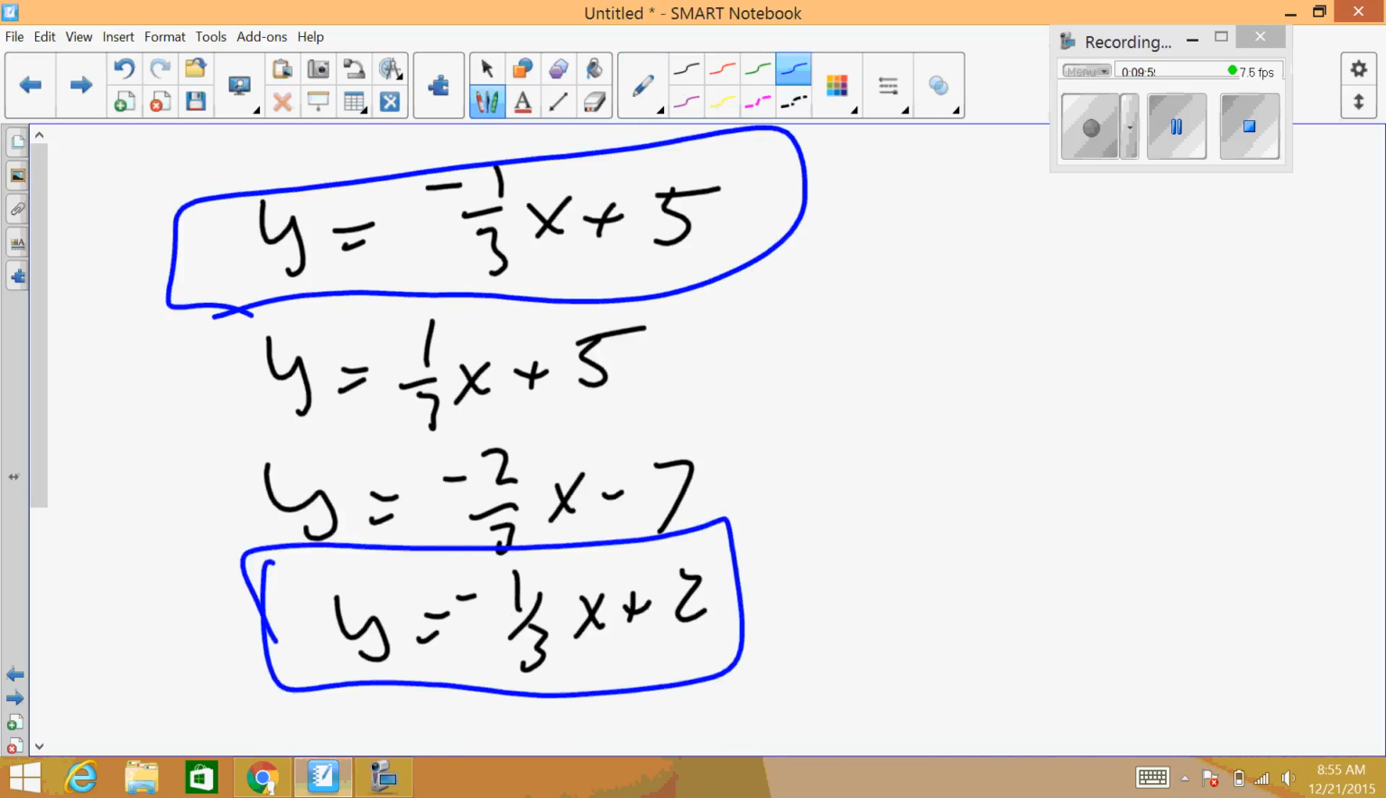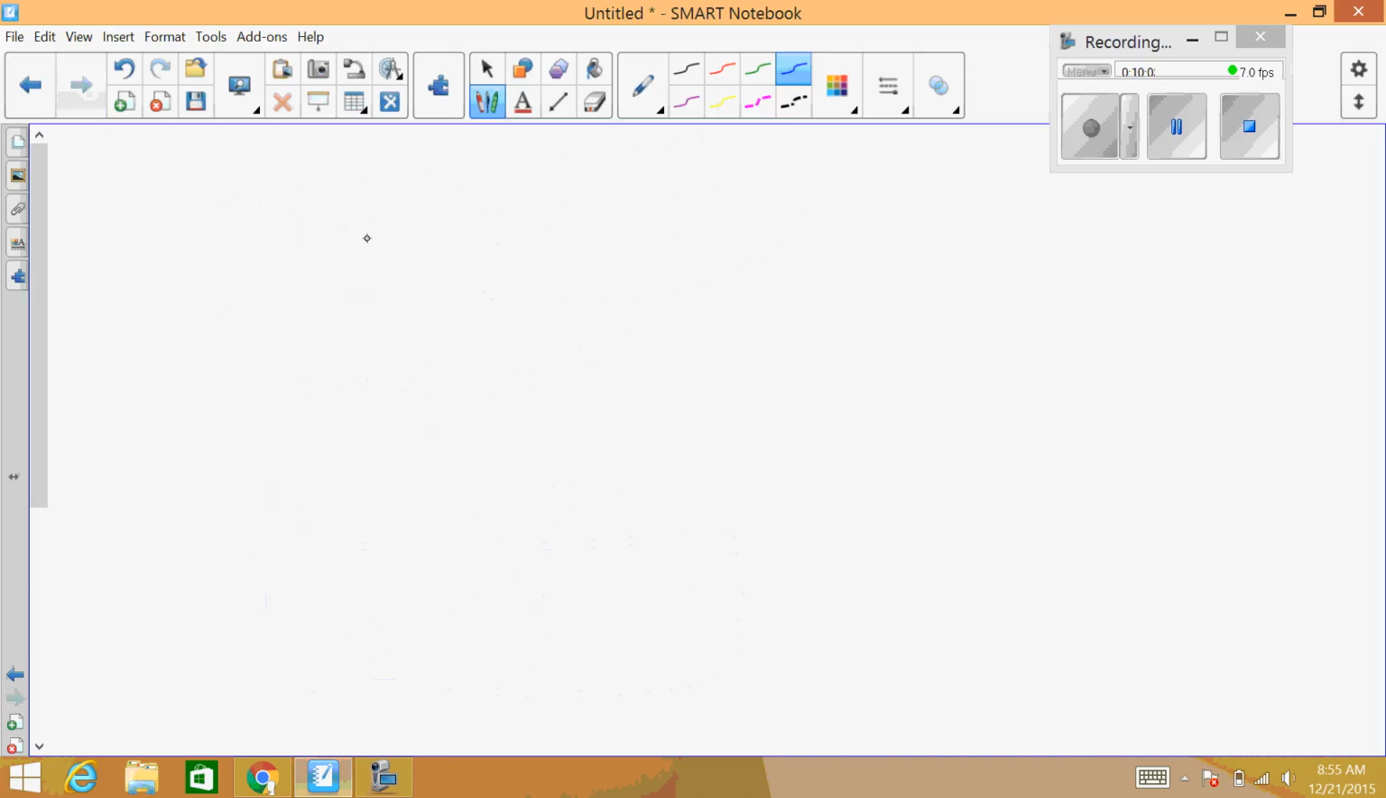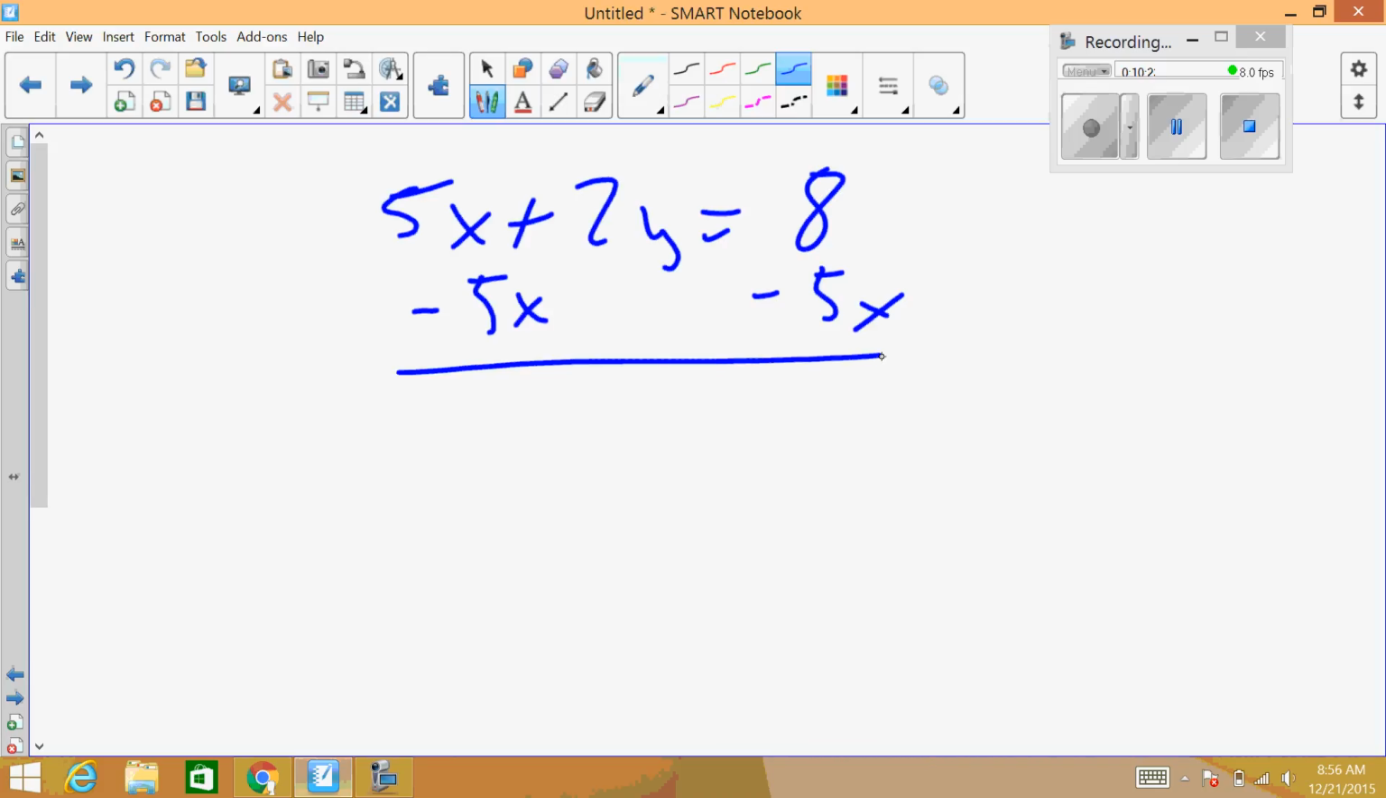Okay, so one last thing that we might want to review here is if I've got an equation in standard form. Let's say I've got 5x plus 2y equals 8, and I want to compare this to another line to see if they're parallel. The easiest way to do that is to put it in slope-intercept form so we can compare their slopes. So I need to get y by itself. So I'm going to subtract 5x. 2y equals negative 5x plus 8.